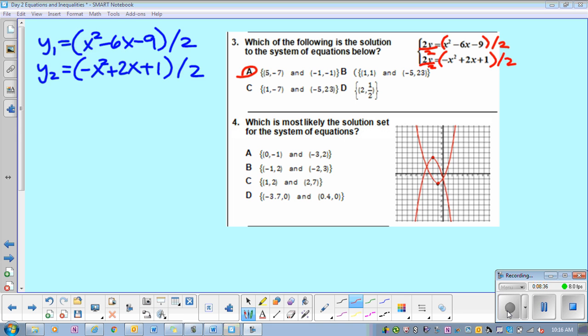So let's look at 4 and 5. Number 4, which is most likely the solution set for the system of equations. When they give you a graph, what you have to do is look at the intersections and figure out what the solutions are. So, right here and right here. Is that A? Unfortunately, it was supposed to be a negative 3 too. Best match would be A, right?